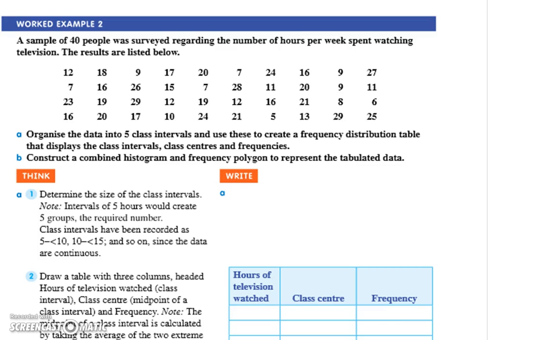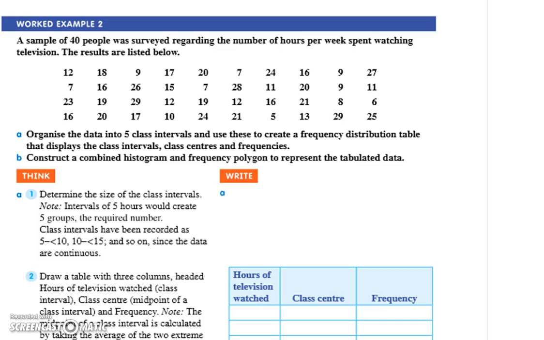All right, so we've got data here. We've got a sample of 40 people who were surveyed regarding the number of hours per week they spent watching television. That's the results below. First thing you're going to do is organize it into 5 class intervals. Okay, so you want 5 groups. Use these to create a frequency distribution table that displays the class intervals, the class centers, and the frequencies. Then you're going to construct a combined histogram and frequency polygon to represent the tabulated data.